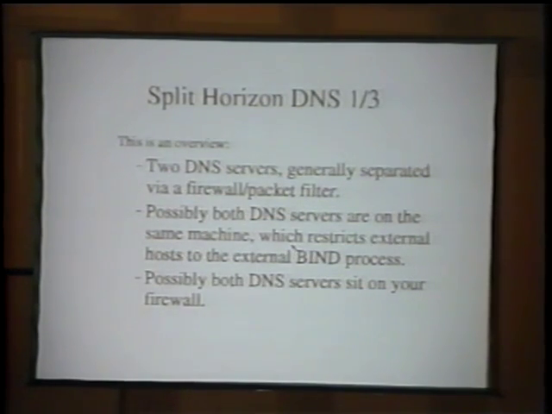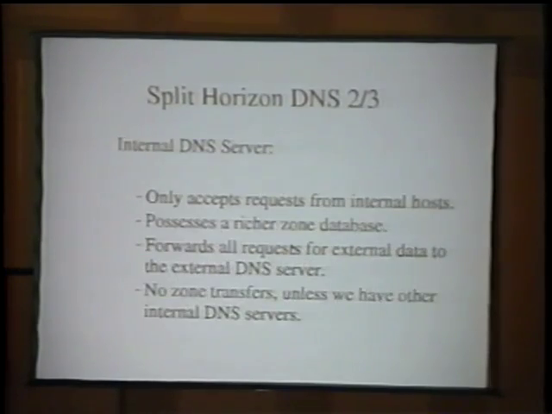Now, possibly you run them both on the same machine, and you tell the machine to forward all the external requests to this DNS server and forward the internal requests to this other DNS server, running on two separate ports. Okay, you can do this. Possibly that same machine they're both sitting on might be the firewall. Lots of really small sites do that. Okay, the idea behind the internal DNS server: it only accepts requests from internal hosts.